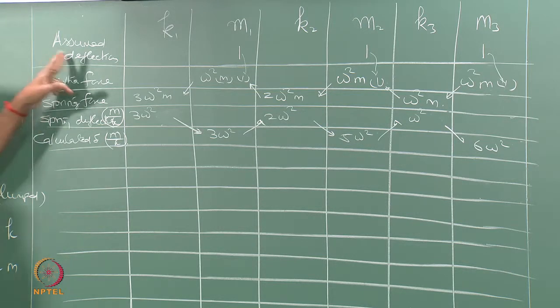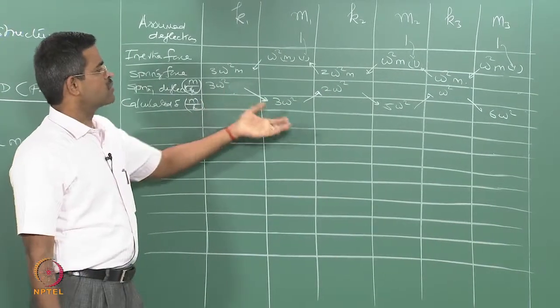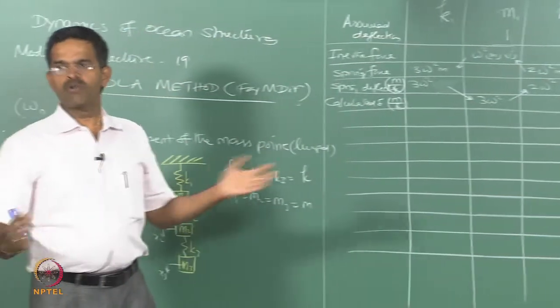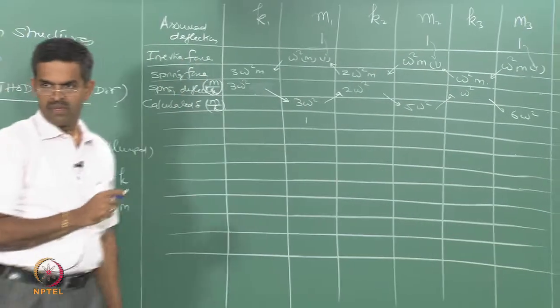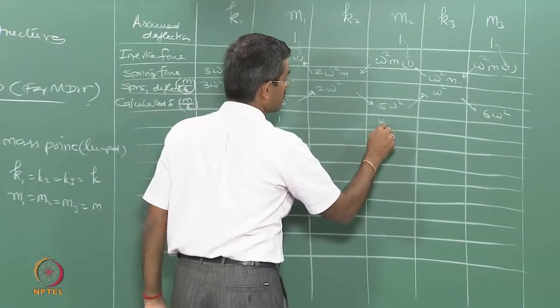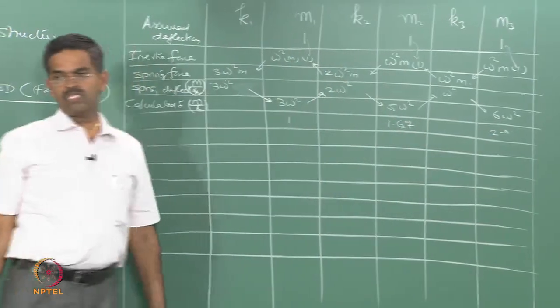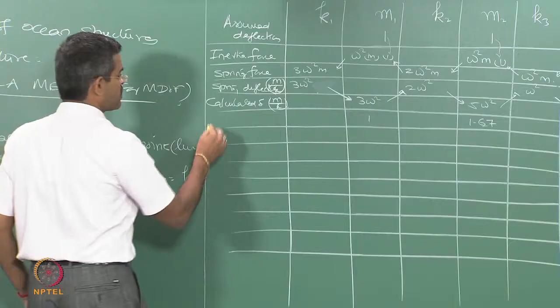Now, I have assumed a deflection of 1 1 1 at the mass points, and I got a deflection of 3 omega square, 5 omega square, 6 omega square. I want to find the proportion of this, because this is also a proportion only. If I say this as 1, this will be 1.67, this will be 2. Let us go for a 2 decimal convergence, you can also go for n number of convergent digits. So, this becomes my assumed deflection for the second iteration.